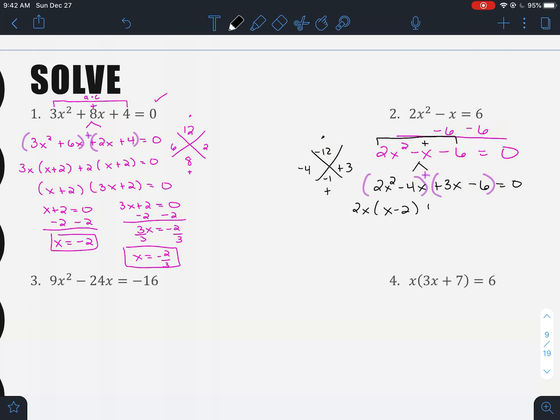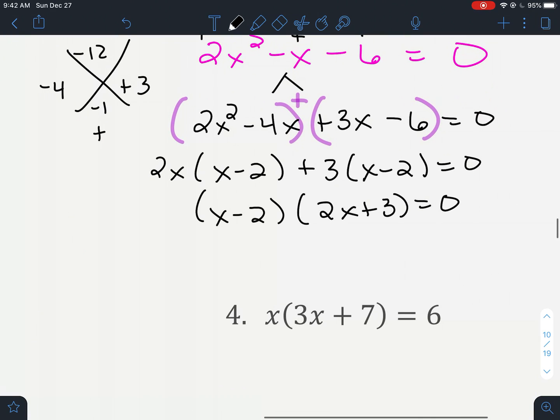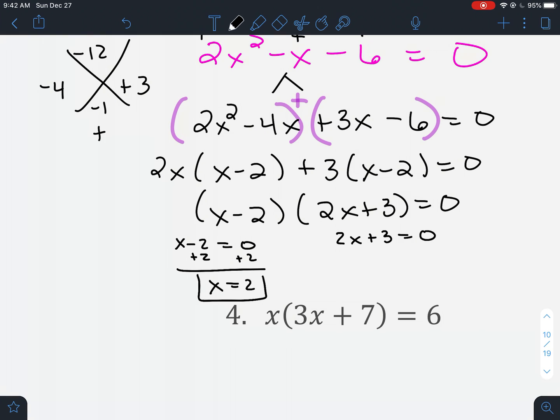Group the first two, group the second two, plus sign in the middle. And we would get 2x times x minus 2 plus 3 times x minus 2 equals 0. They have an x minus 2 in common, so factor that out. So x minus 2 times 2x plus 3 is equal to 0. Now the zero product property says set each of those equal to 0. So either x minus 2 is equal to 0 or 2x plus 3 is equal to 0.